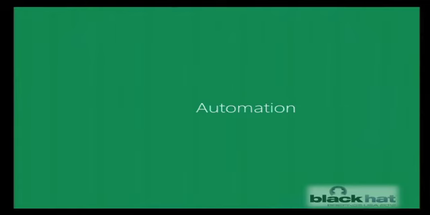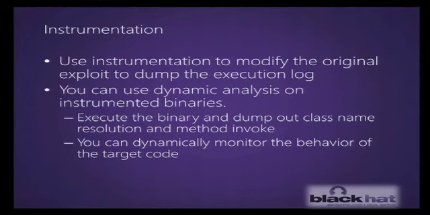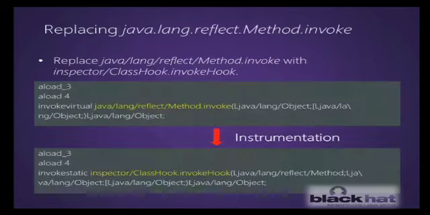So we need some kind of automation here. This is the last chapter of this presentation. We use instrumentation in this case. As we just talked about, instrumentation is a very stable technology in Java, so you can use dynamic analysis on Java bytecode. The actual code is more complicated than this, but this is showing a very simplified version of the instrumentation.